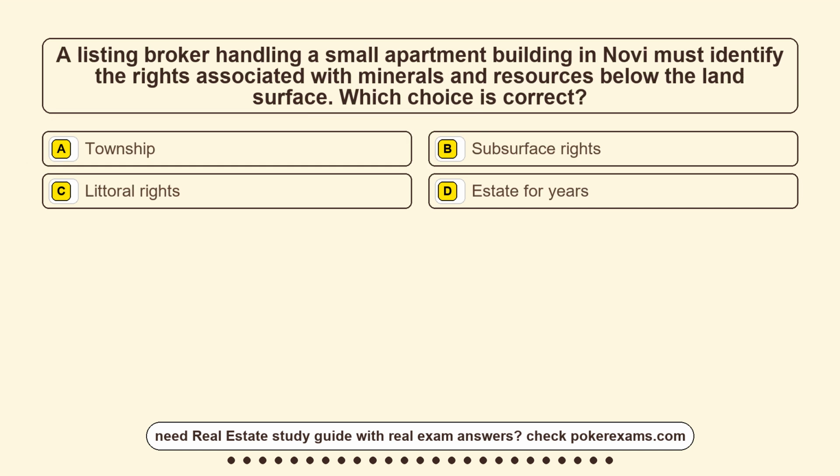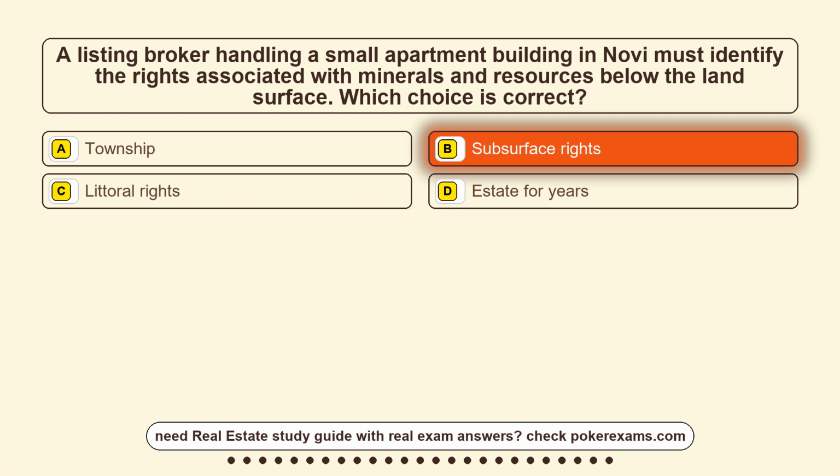Question 18. A listing broker handling a small apartment building in Novi must identify the rights associated with minerals and resources below the land surface. Which choice is correct? Option A, township. Option B, subsurface rights. Option C, littoral rights. Option D, estate for years. The correct answer is option B, subsurface rights.